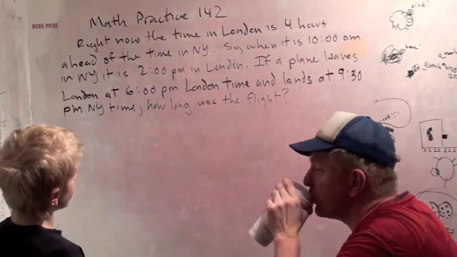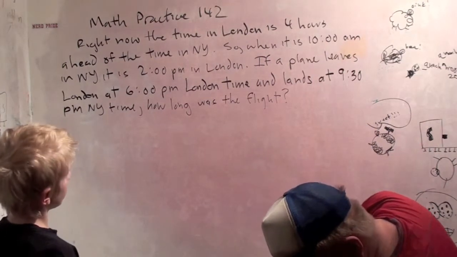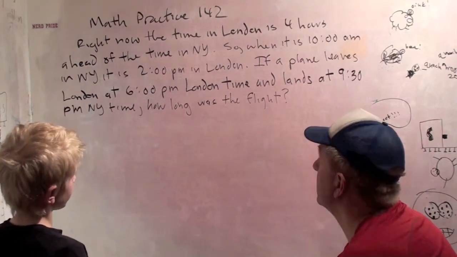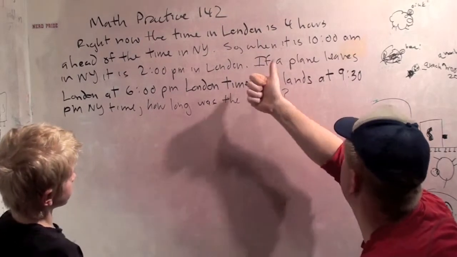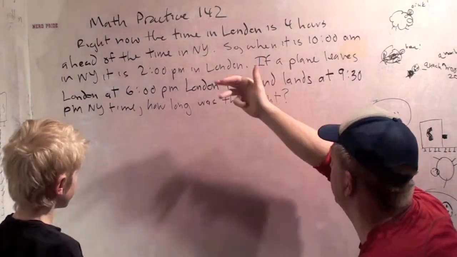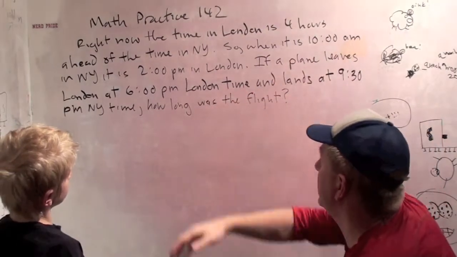Well, 10 o'clock plus 4 hours is 2 o'clock. That's right. Because it goes 11, 12, 1, 2. Yeah, very good. If a plane leaves London at 6 p.m.